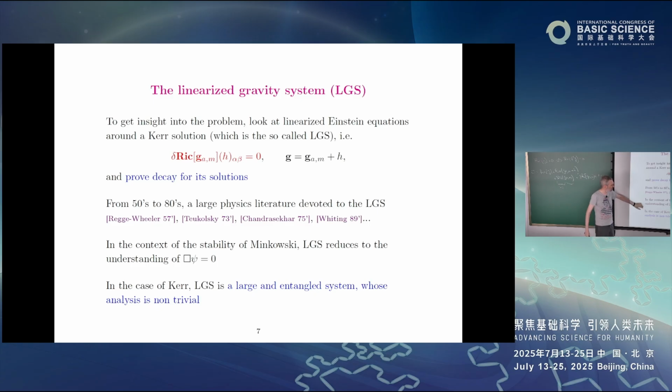In the general case, this is not at all what happens. In the general case, and in particular in the case of Kerr, the linearized gravity system is a large and entangled system, and even that model problem is non-trivial. And this is exactly what the physicists try to understand. So let me start with how the physicists approach this problem.